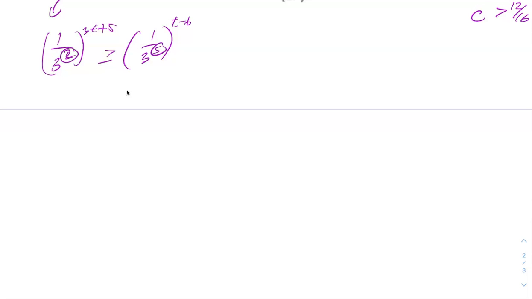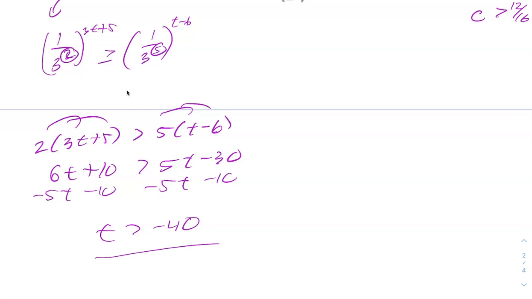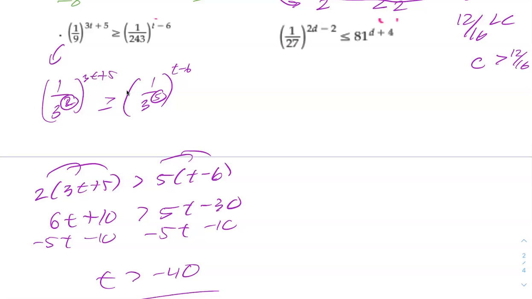Now the bases actually match here, so I could cancel them out, but don't forget the 2 and 3 are still there. So the power 2 times 3t plus 5 is greater than 5 times t minus 6. Unless you just solve it. 6t plus 10 is greater than 5t minus 30. Well, the t is in the same spot. I get t is greater than negative 40. There. And the last one, similar idea.